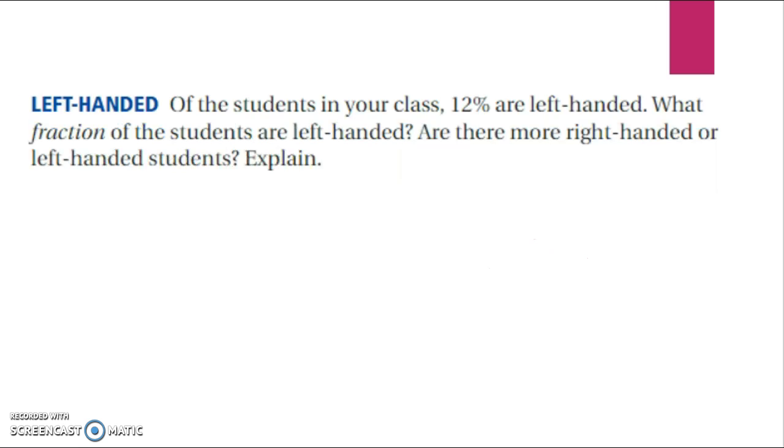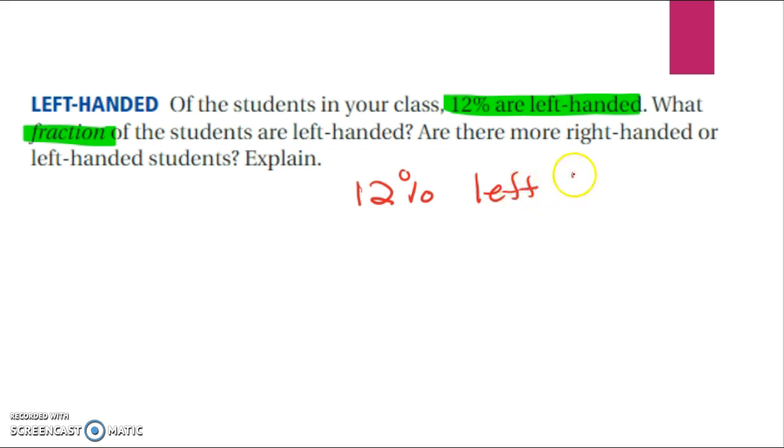All right, here's another question. Write down the situation, then we will go over the answer together. So it says, of the students in your class, 12% are left-handed. That's probably important, so I'm going to highlight it. What fraction of students are left-handed? Or fraction. Are there more right-handed or left-handed students? Explain. So we have 12% of our class is left-handed. What fraction of students are left-handed?